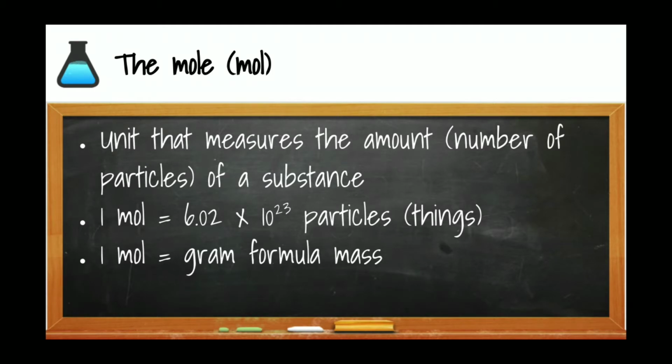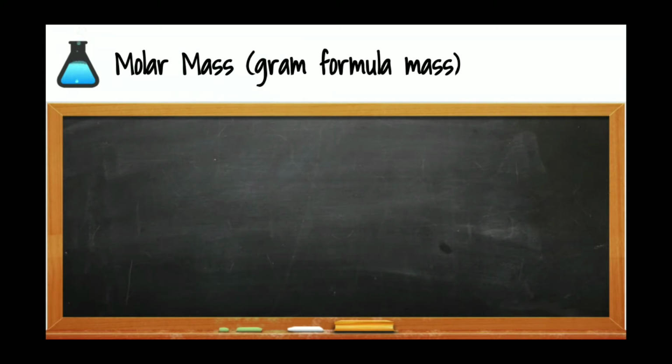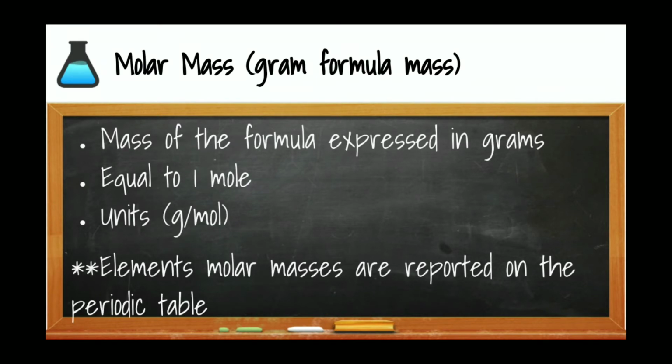But what we're going to focus on today is that a mole is also equal to the gram formula mass of any compound. The molar mass, also known as the gram formula mass, is the mass of the formula expressed in grams. The units for gram formula mass are grams per mole. The molar mass of elements is reported on the periodic table.